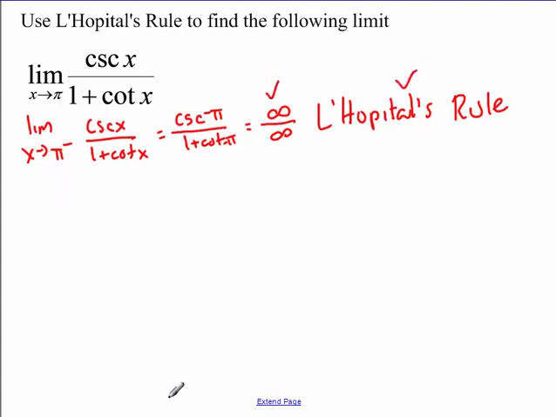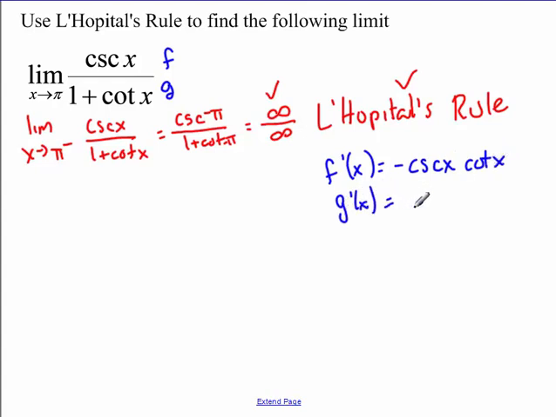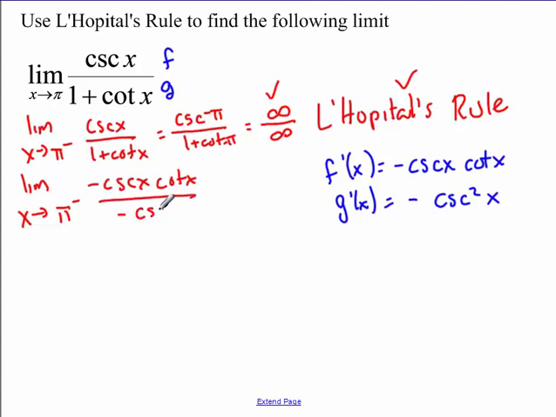So now take your derivative. Okay, we have f and we have g. I'm going to do my derivative of f of x over here to the side. The derivative of cosecant is negative cosecant x cotangent x, and the derivative of g of x is negative cosecant squared x. So then I can say my limit as x goes to pi from numbers a little bit less is equal to the negative cosecant x cotangent x over negative cosecant squared x. Please show me this derivative. We'll simplify in a minute.